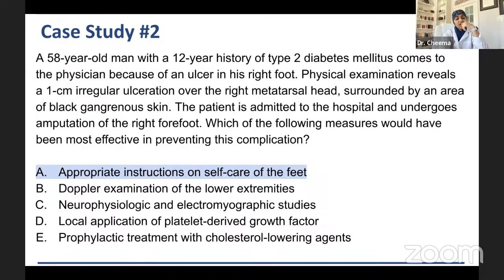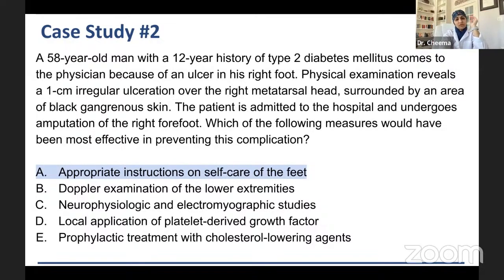So that's why, and how can we prevent the neuropathy? In addition to strict glycemic control to prevent the vascular damage and neurologic complications, the most effective method is prevention. Prevention is better than cure, right? So prevention is self-care. Give the clear instruction to the patient. And the answer B, why not the answer B?